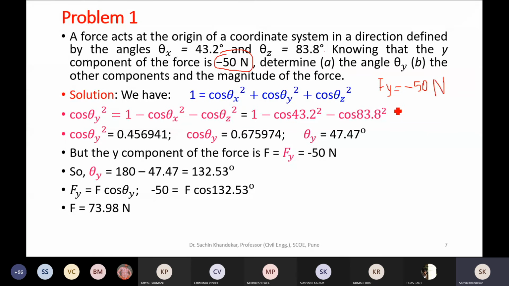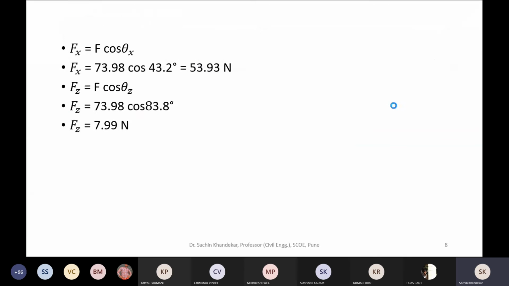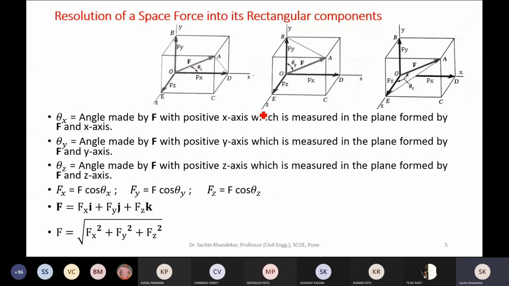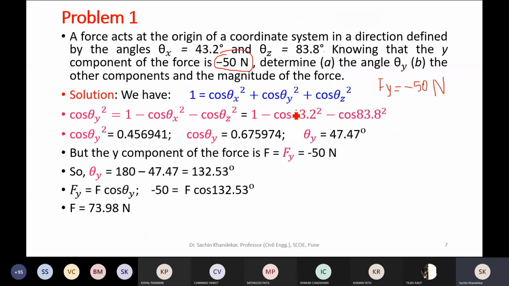Minus 50 newton means what? As far as this particular figure is concerned, the y component is in the negative y direction. Negative y direction means what? What should be the value of theta y? Can anybody answer? What is the range? Greater than 90, correct, very good. Greater than 90 degree means in between 90 to 180 degree. That's a very, very important conclusion. So here Fy is minus 50 newton means the value of theta y is lying in the range of 90 degree to 180 degree. That's a very, very important conclusion.